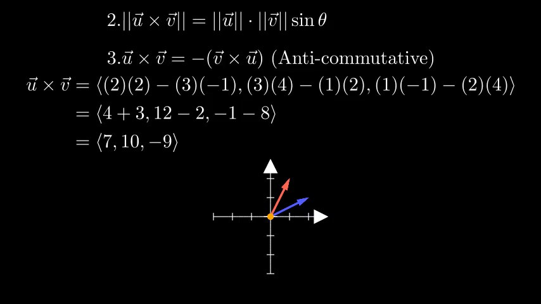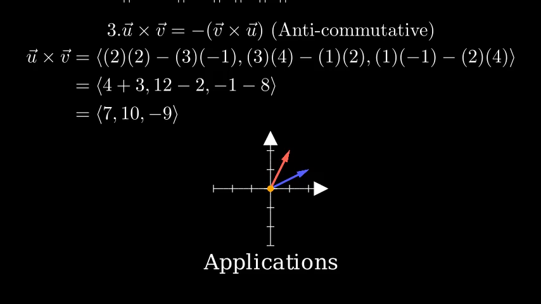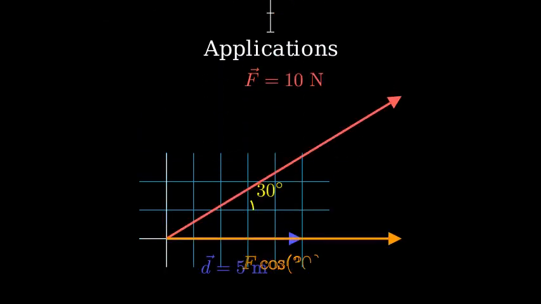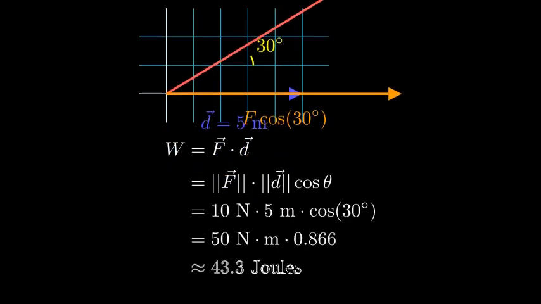Finally, let's discuss some applications of these concepts. The dot product is extensively used to calculate work in physics, which is the force applied to an object multiplied by the displacement in the direction of the force. For example, if a force of 10 newtons is applied at a 30-degree angle to move an object 5 meters, the work done is calculated using the dot product. Force dot displacement equals 10 times 5 times cosine of 30 degrees, which equals 43.3 joules.